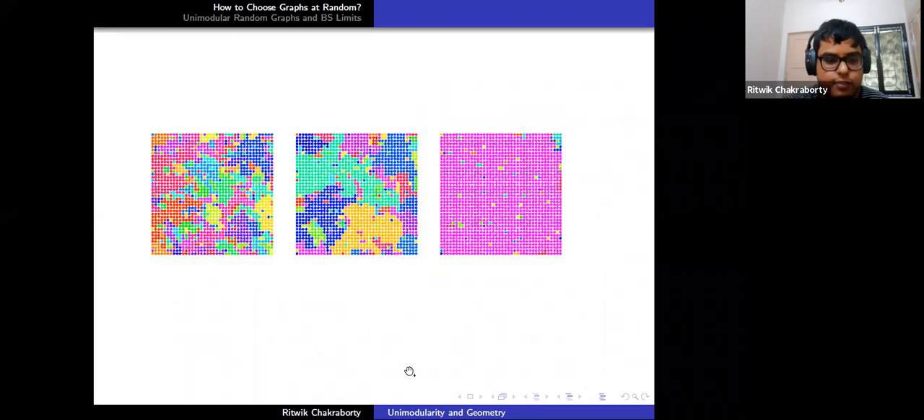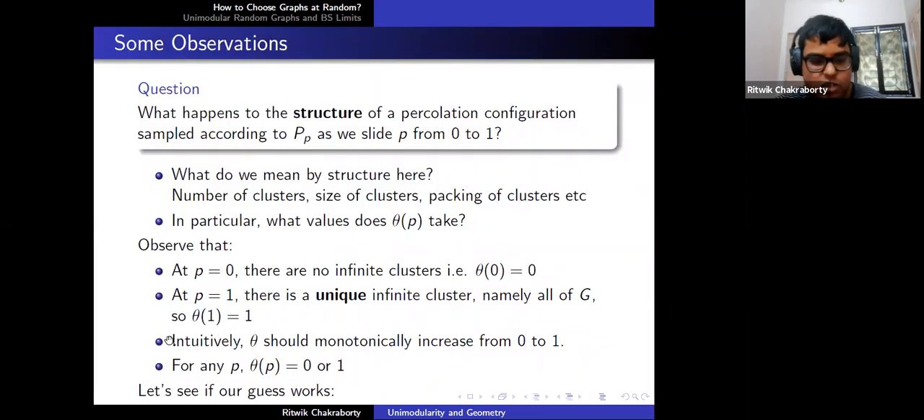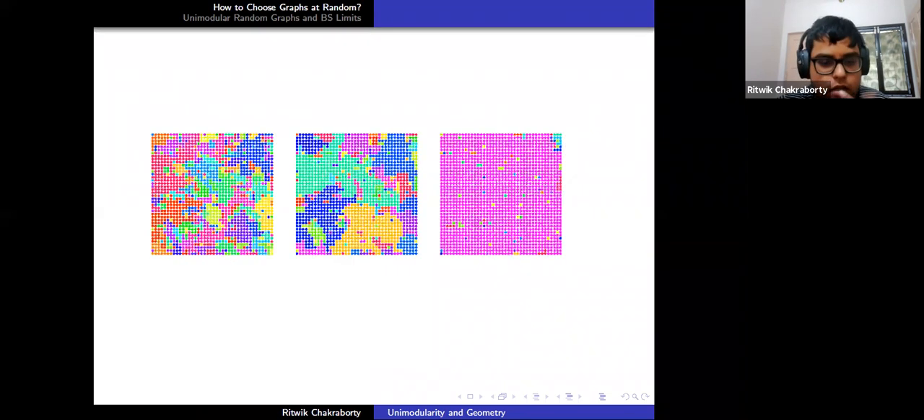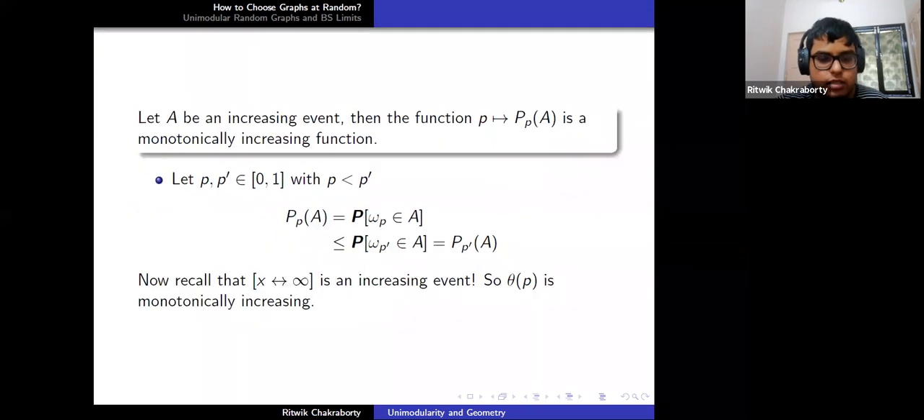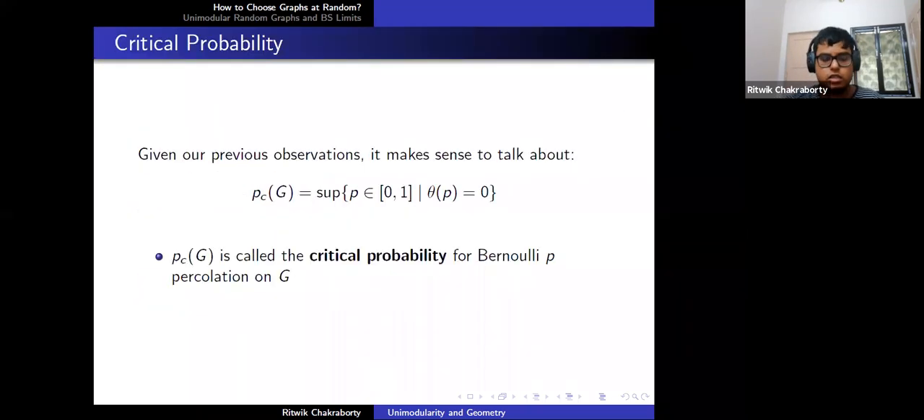So we have essentially given a short proof of this third case over here. For the fourth case, you just need to check that the event that x is connected to infinity is a tail event. And then you can use a Kolmogorov 0-1 law argument to easily show that theta p is going to be 0 or 1. But yeah, we won't spend much time there. Okay. So this is essentially part of our setup.